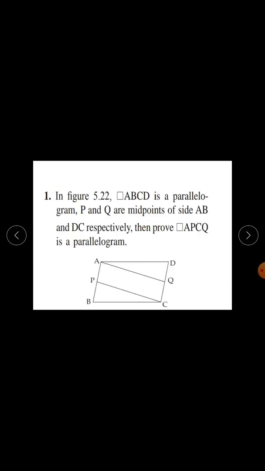Now question number 1. In figure 5.22, quadrilateral ABCD is a parallelogram. P and Q are midpoints of side AB and DC respectively. Then prove quadrilateral APCQ is a parallelogram.